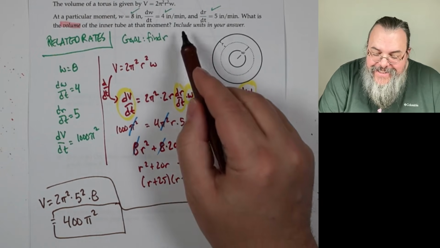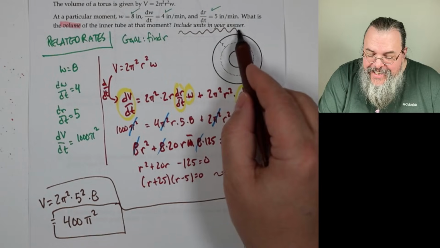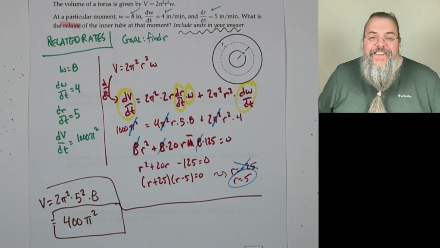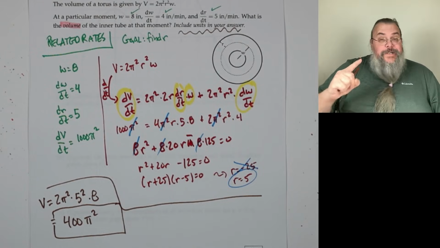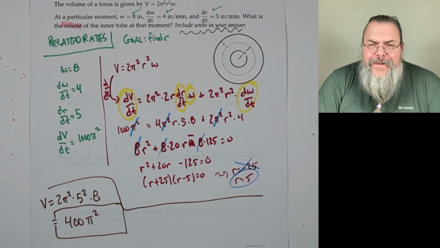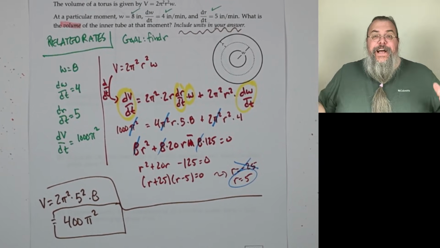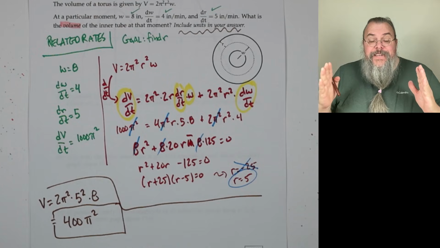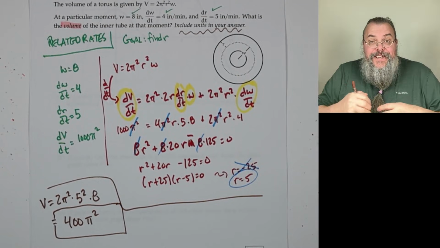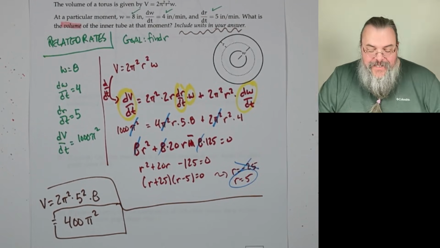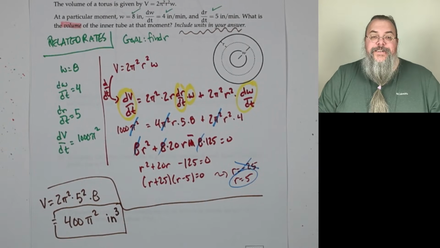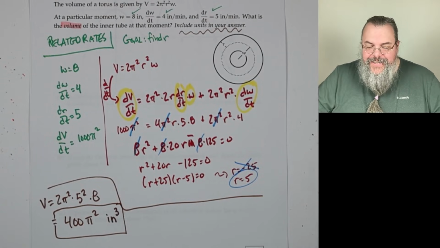Well, they also had another instruction. Include units in your answer. Oh, okay. So that's going to be like a point, right? And we're going to get that point. Oh, we deserve that point. So if we put units in here, what do we need? How do you measure volume? Now, all our measurements have been in inches. So a volume is going to be inches cubed, right? Inches by inches by inches. So inches cubed. And now we are done. That's our answer.